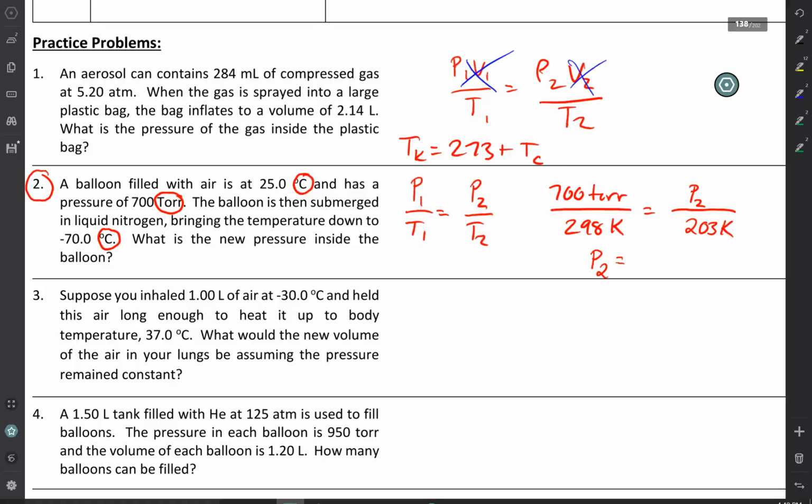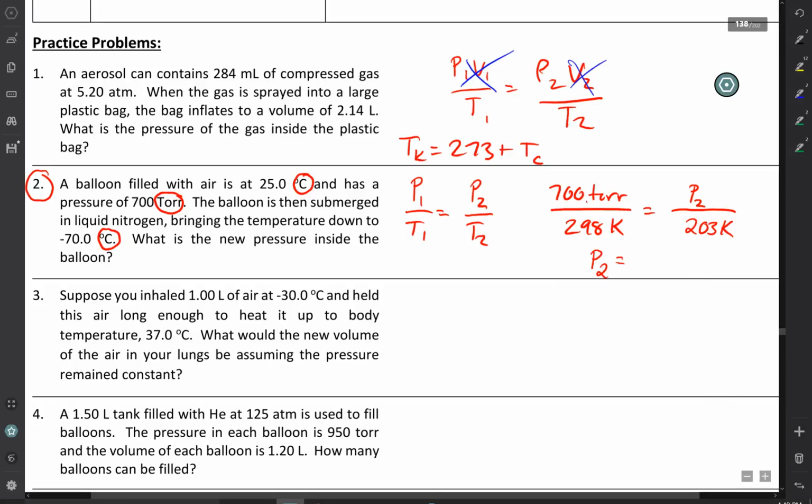I've got 700 torr times 203 Kelvin, and then I'm going to divide that by 298 Kelvin, and that's going to leave me with an answer in torr. If we assume this is 700 point, we can take some more sig figs, and I come up with about 477 torr for P2. There we go.